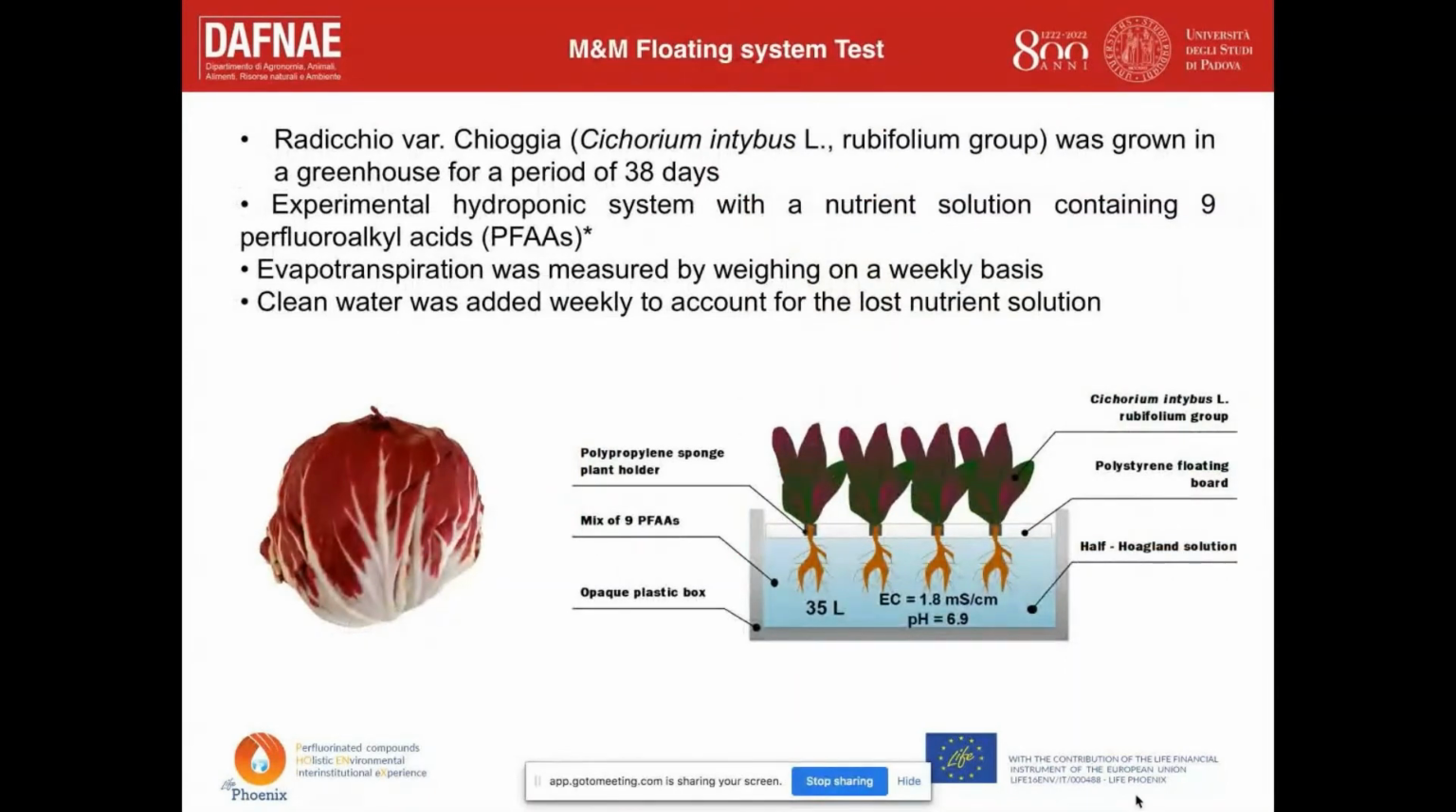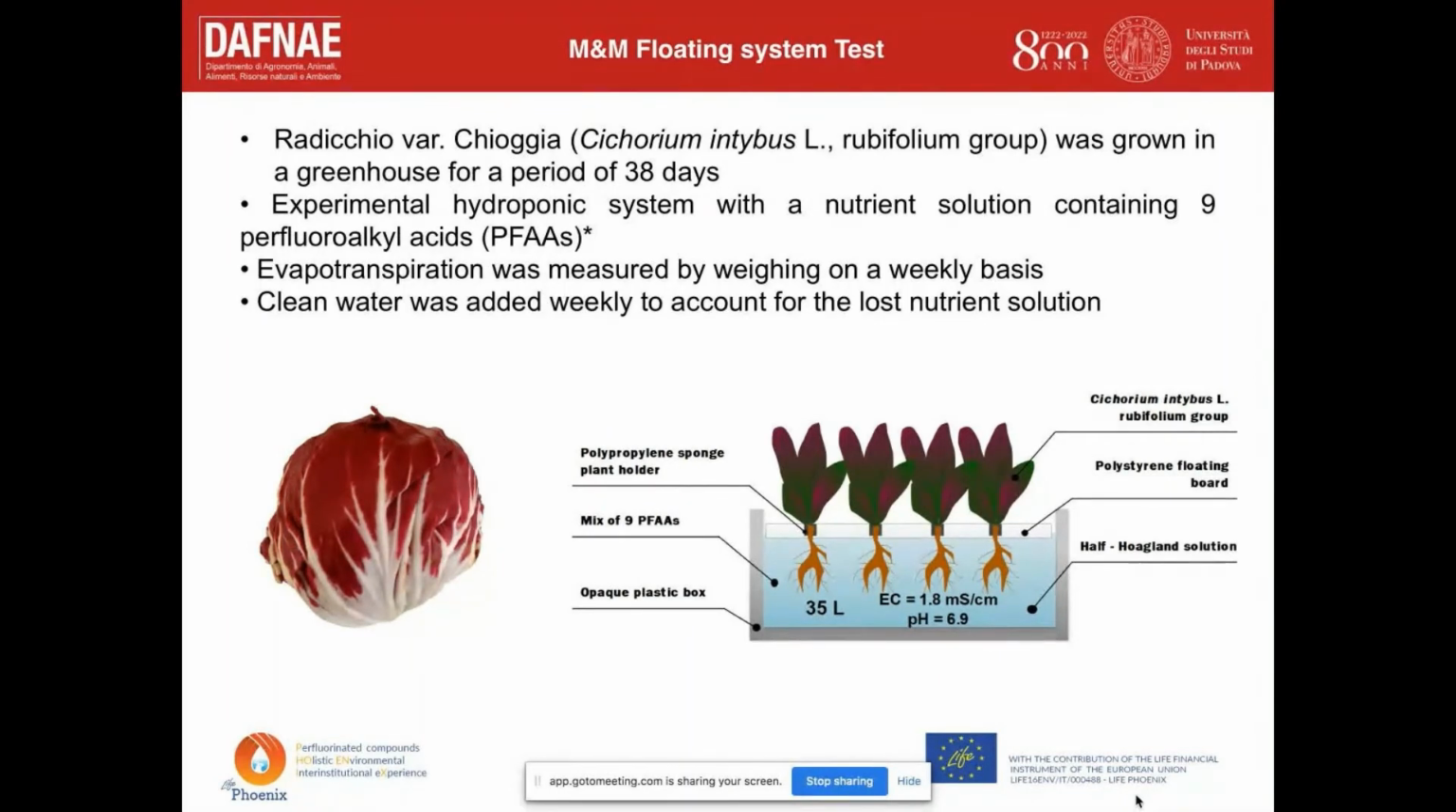I will try to explain as best I can, related to the research topic of Professor Nicoletto. We have chosen the particular variety of red chicory, the Chioggia one, because it was one of the most cultivated in the south of the whole project area.